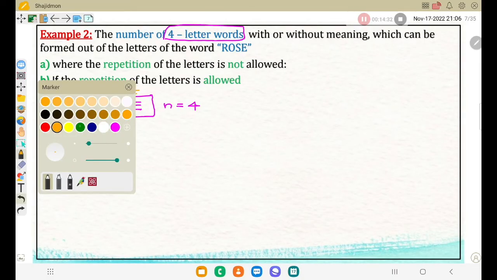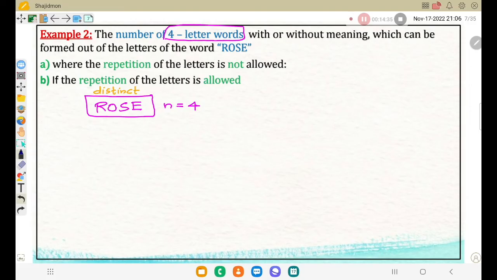Whenever you get a question like this, first think: is it distinct or not distinct? It is distinct here, ROSE, all letters only one time. The previous example, NUMBER, also had every letter only one time. Now here total letters equal 4. What is our question? The number of 4-letter words we need to create. So from this I need to create a 4-letter word, 1, 2, 3 and 4. I want to create a 4-letter word from here, and how do we need to create it?